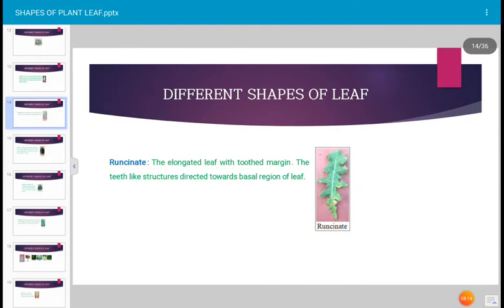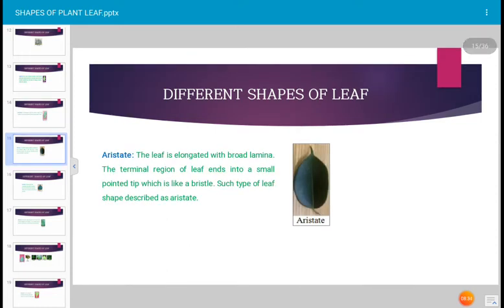Next, this is one more shape of leaf, that is the runcinate shape. The elongated leaf with toothed margin, the teeth-like structures directed towards the basal region of the leaf. Such a shape is described as runcinate shape. Next, this is aristate shape of leaf. The leaf is elongated with broad lamina. The lamina region of the leaf ends into a small pointed tip which is like a bristle. Such a type of shape is described as aristate.